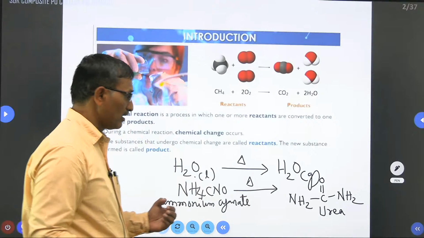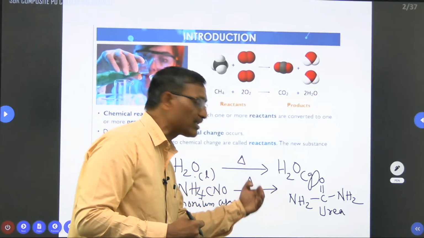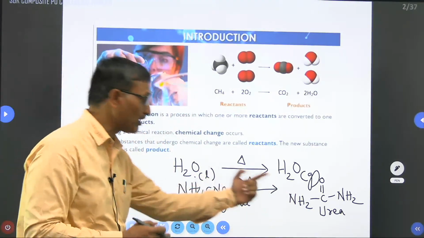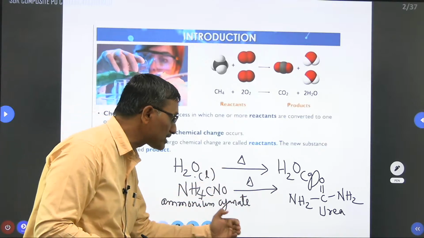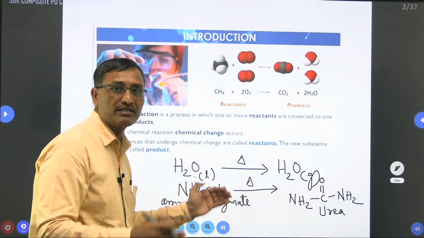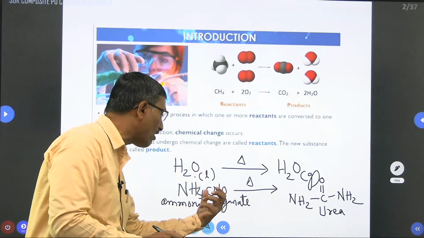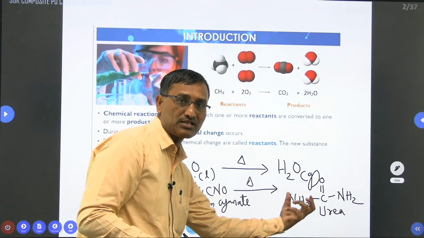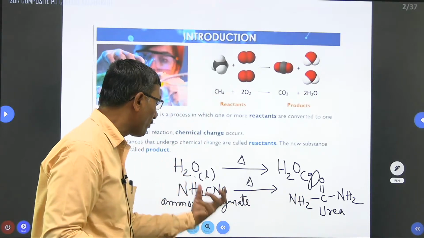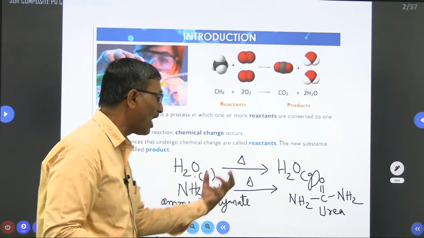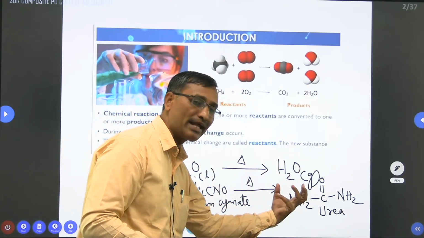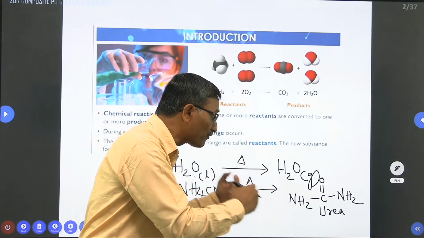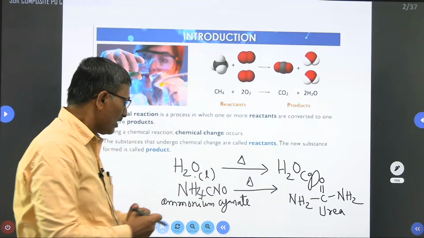So let us see here, an entirely new product is formed with different properties. Properties of urea and ammonium cyanate are entirely different. This is an inorganic chemical substance. On heating it gives urea, that is an organic compound. Therefore, the properties of the reactant and the properties of the product are entirely different. There is formation of a new product.